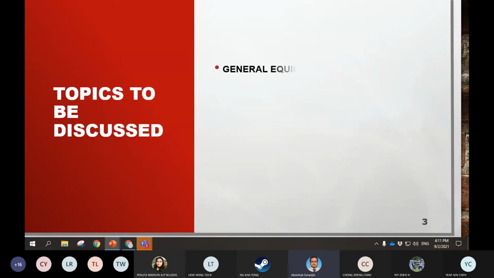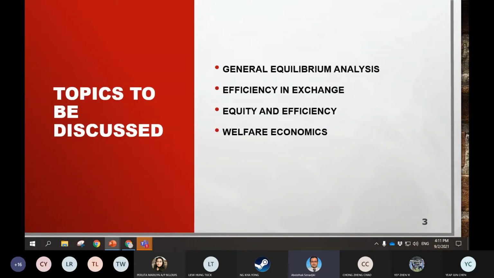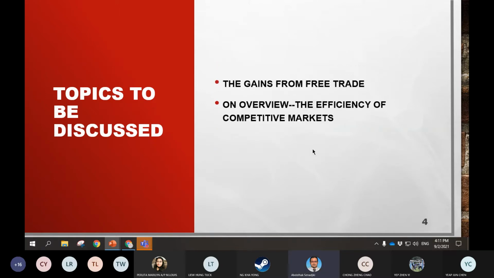But today, we are going to talk about something more advanced, where we consider the impact of actions taken in one market on another market. Today we are going to discuss specifically general equilibrium analysis and efficiency in exchange. Then next class, we talk about equity and efficiency. Then we talk about welfare economics.